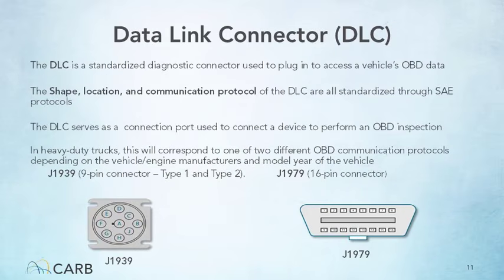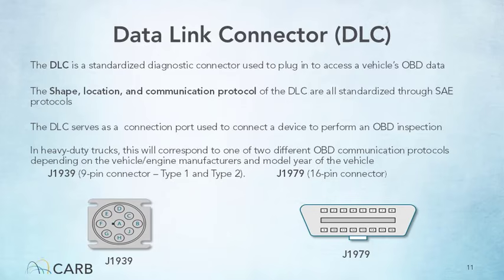To perform the Clean Truck Check OBD vehicle emissions compliance test, the test device needs to be plugged in to the vehicle's Diagnostic Link Connector, or DLC. The DLC is a standardized connector used to plug into OBD scan tools to assess the vehicle's OBD data. Depending on the vehicle's make and model year, the DLC can have different shapes and colors.